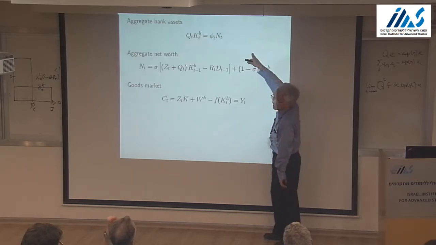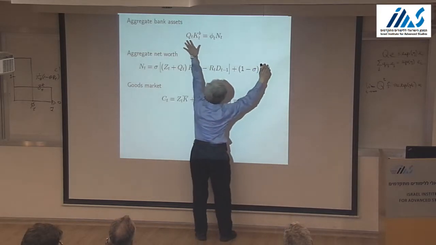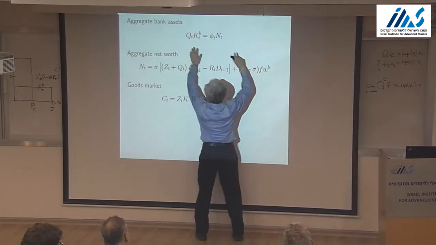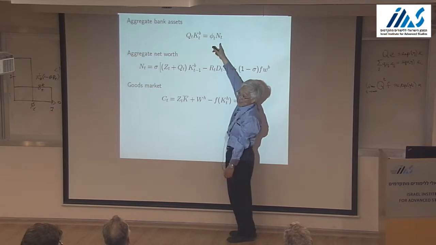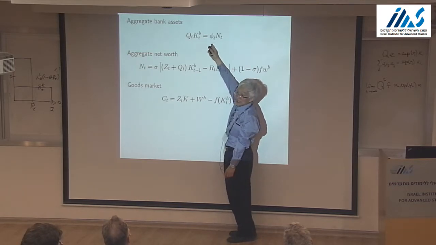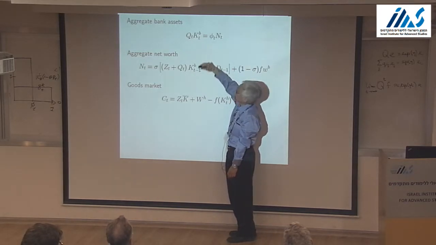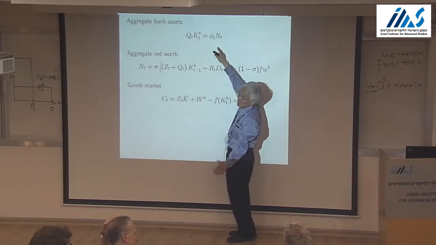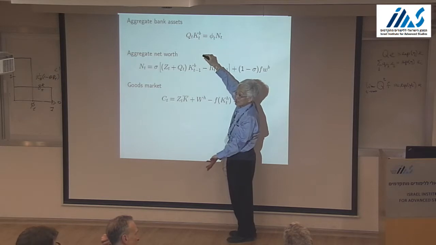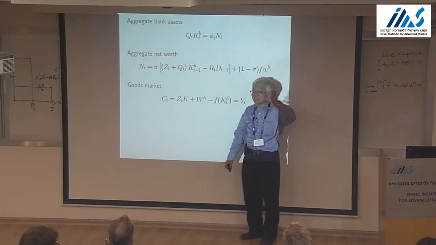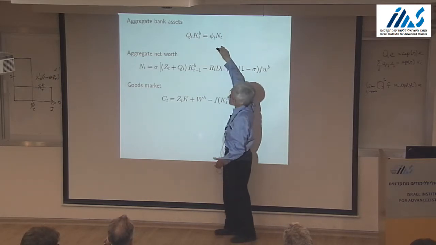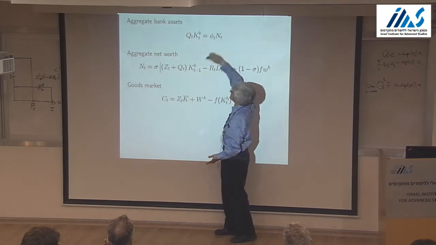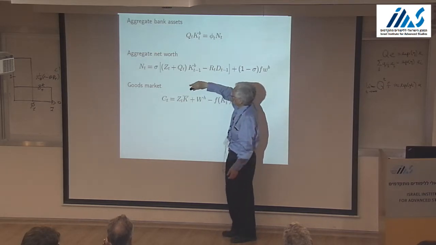Aggregate-wise, the amount a banker can finance depends upon their net worth, and we also endogenously determine the leverage multiple from the previous one. Then the rest of the capital is financed by the household. This is like a bank credit channel. So the bankers' financing capacity depends upon their aggregate net worth.